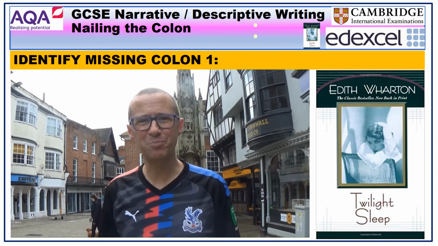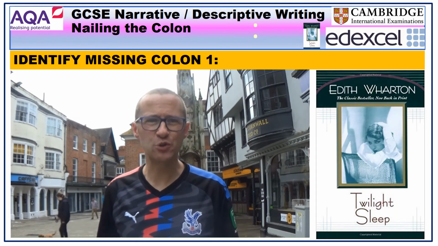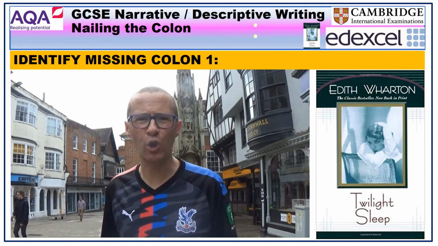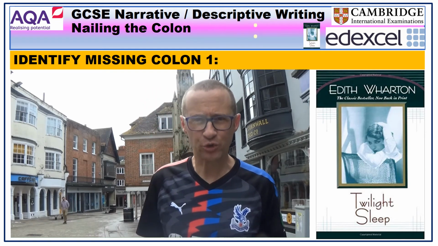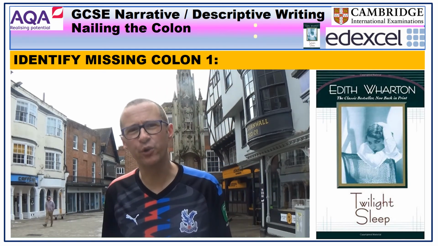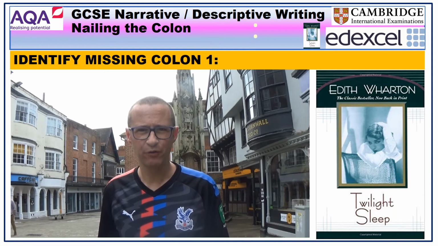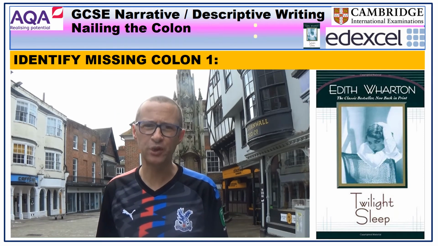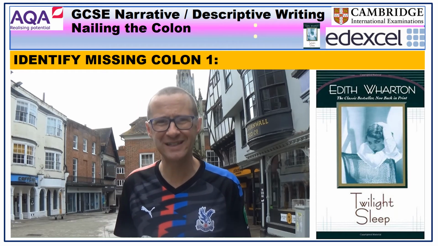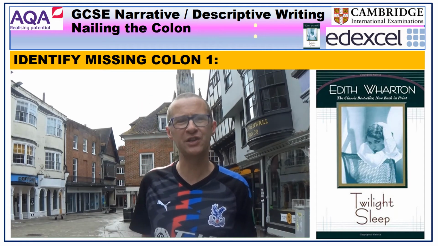Time now to do some practice. An extract is going to appear on screen in which a colon has been omitted. Your task? Simple. Read it through and identify where the colon should have been positioned. From this point onwards, all examples are going to be taken from Edith Wharton's 1927 novel Twilight Sleep.